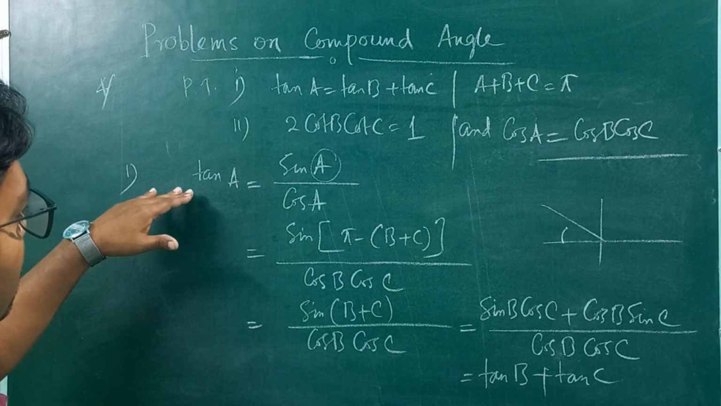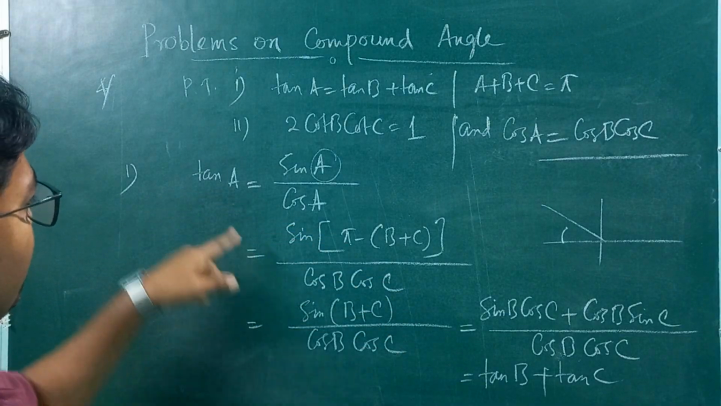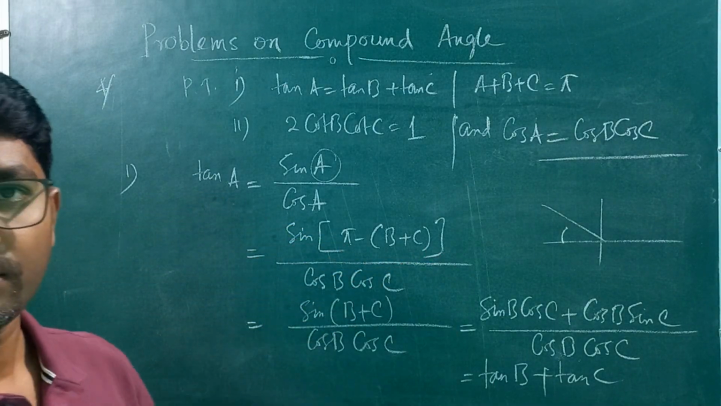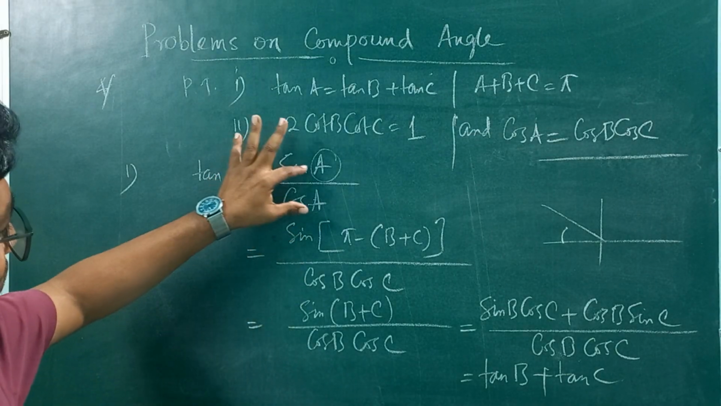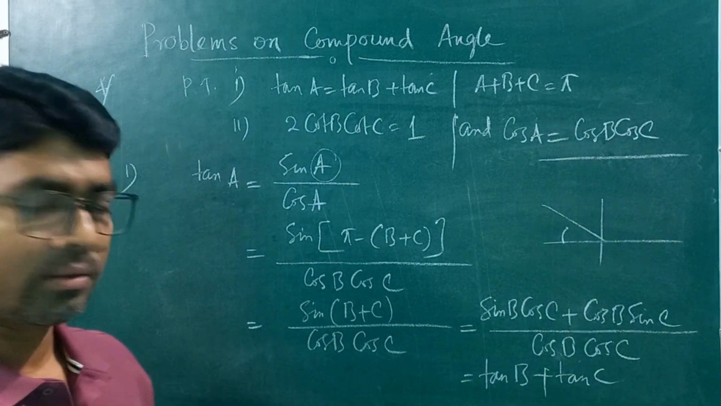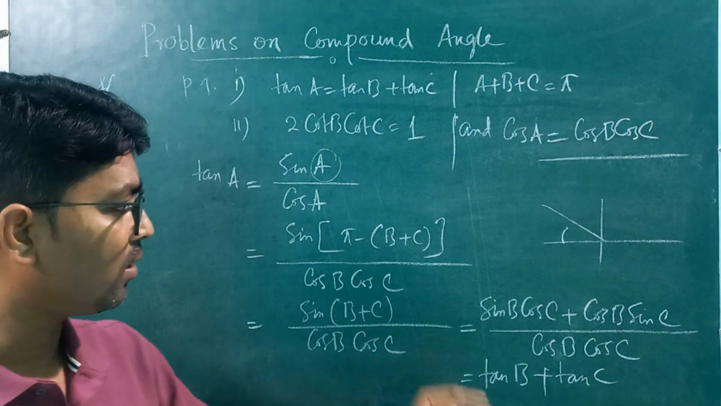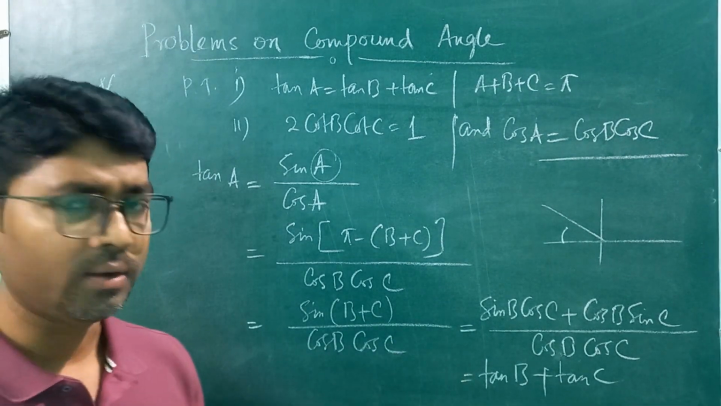So see how we approached the problem from A to B and C. We break them into sin and cos and then change the angle into B and C. Then simply using the compound angle formula, you can get the required result.